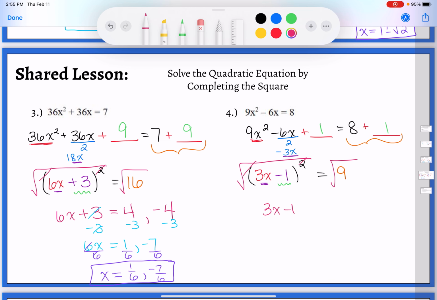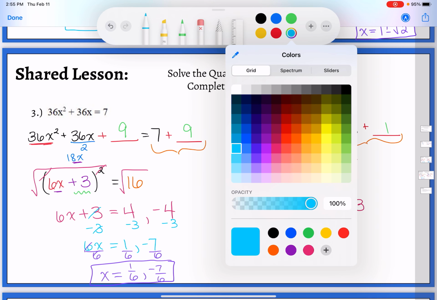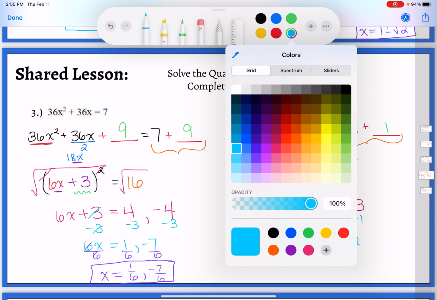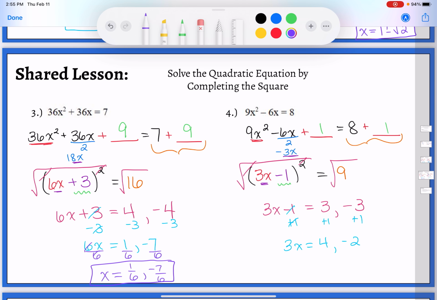Square root and squared cancel out, so I get 3x minus 1 equals positive 3 or negative 3. First thing I have to do is add 1 to both of my possibilities, so I get 3x equals 4 or negative 2. And then I would divide both options by 3. So x could equal 4/3 or it could equal negative 2/3. So just another practice problem getting fractions as your answers, because it is a possibility and that's okay.